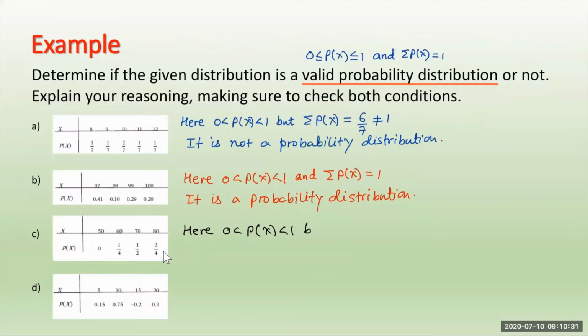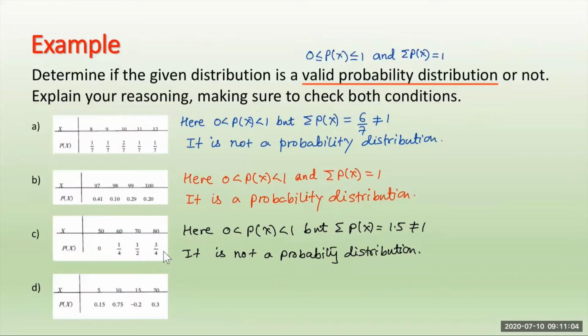So if you add, it is 1.5. Yes, 3 over 2 or 1.5. And this is not equal to 1. So is this a probability distribution? No, it is not a probability distribution. Let me write that. It is not a probability distribution. So the third one is not the probability distribution.